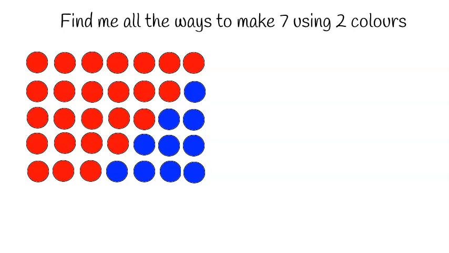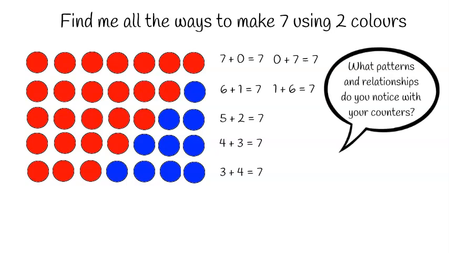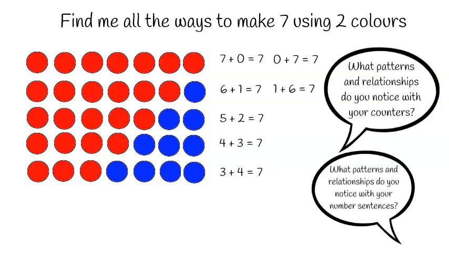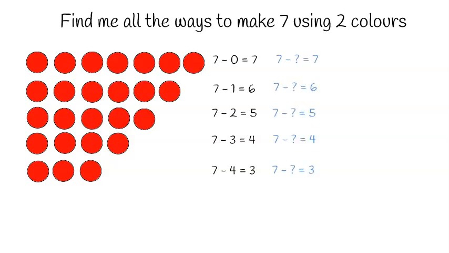What would this look like as an addition problem? Is there another way to write this? This begins to explore the idea of commutativity. What patterns and relationships do you notice? What would this look like as a subtraction problem? Is there another way to solve this as a subtraction problem, and can you show me? What do you notice about the similarities and differences between the addition problems and the subtraction problems?